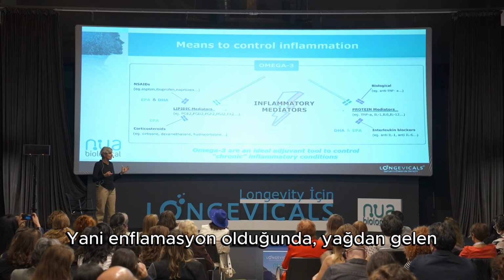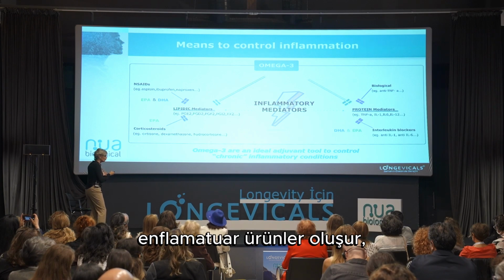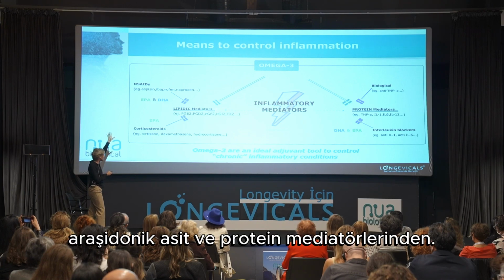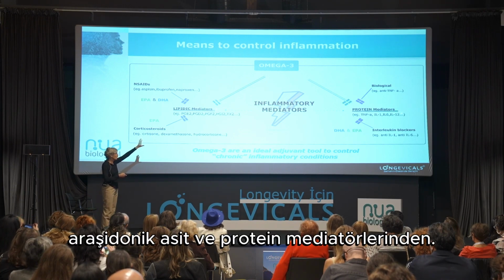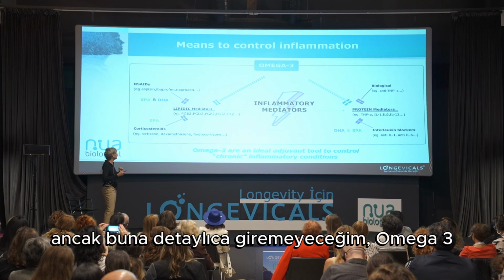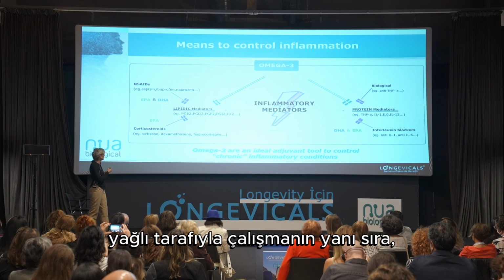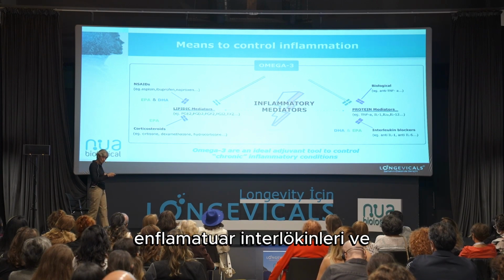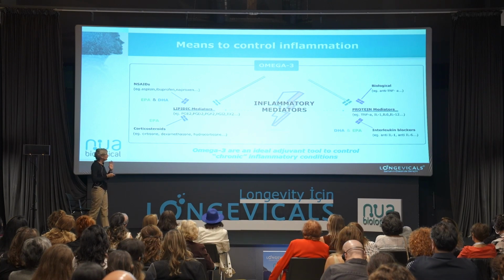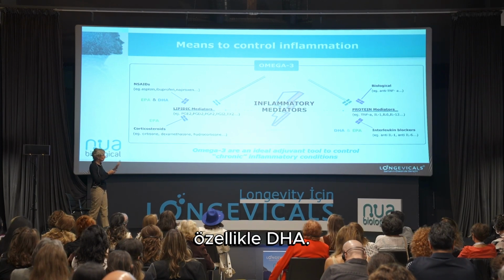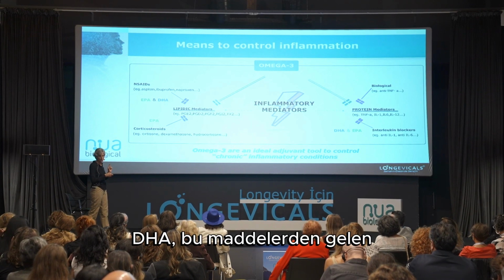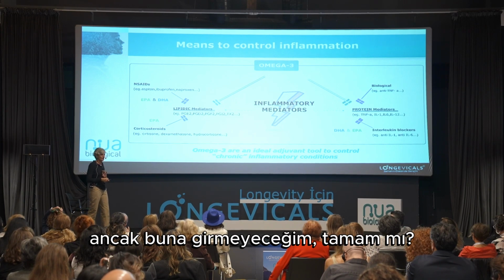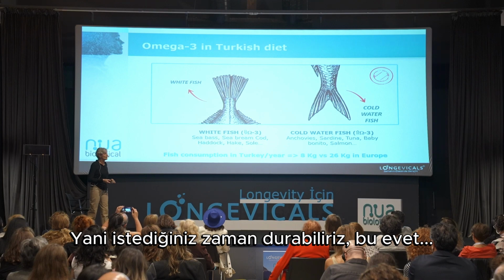So when there is inflammation, there are fat inflammatory products mainly coming from the food we eat, from arachidonic acid, and protein mediators. You should know, though there's no time to go into it, that omega-3, besides working on the fatty side of things, which I've just explained, is really good at blocking inflammatory interleukins and tumor necrosis factor and so on, especially DHA. DHA is quite powerful fighting inflammation coming from these substances, but I won't get into that. We can stop whenever you want.